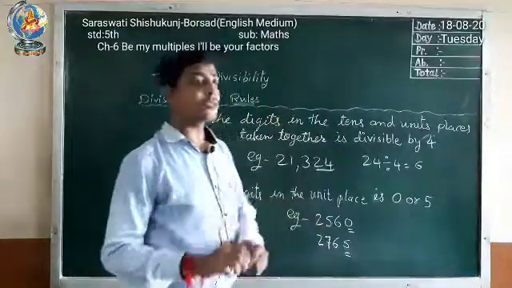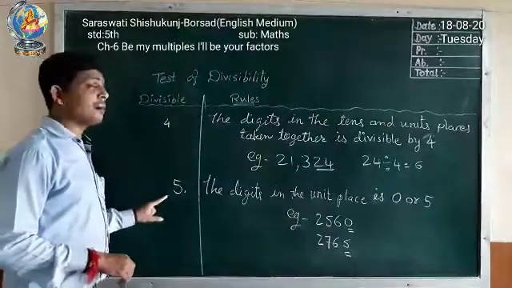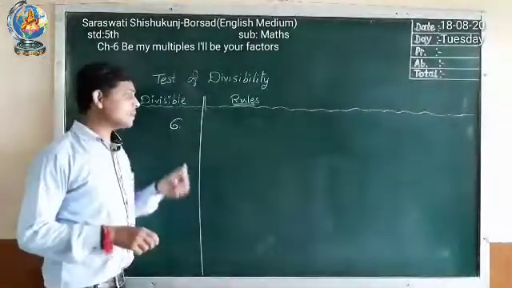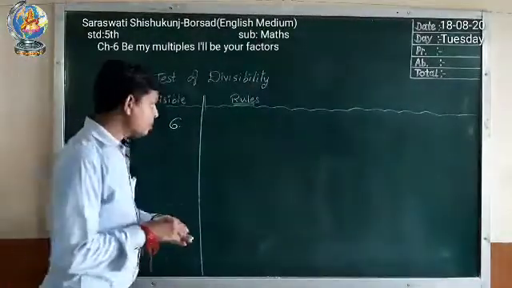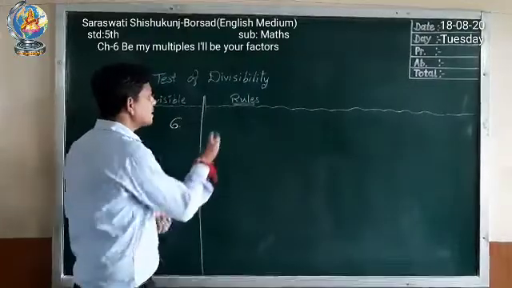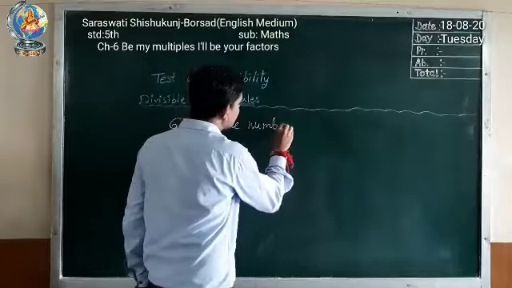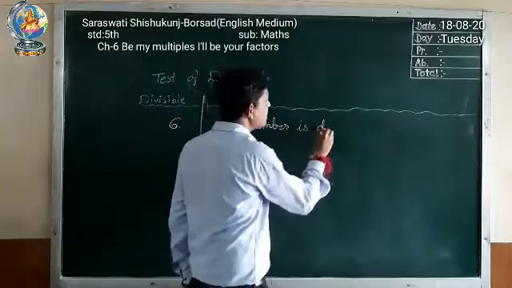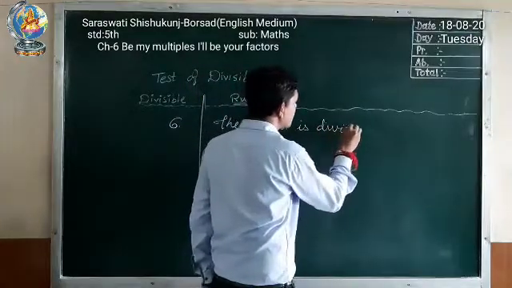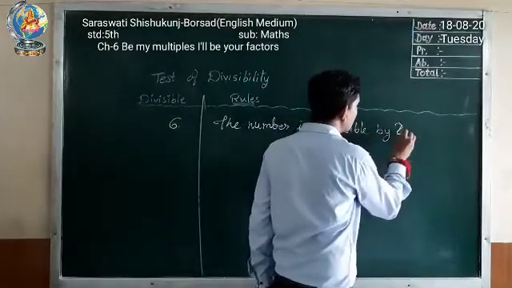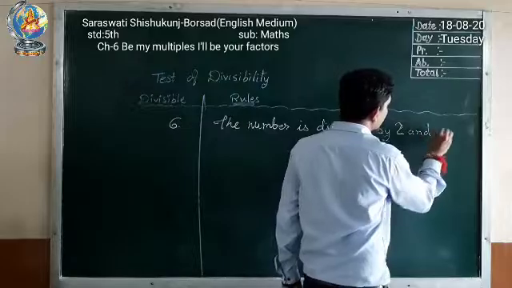Hope you have understood the divisibility rules of 4 and 5. Now we will move to the next, the divisibility rule of 6. The rule is like this: the number is divisible by 2 and 3.